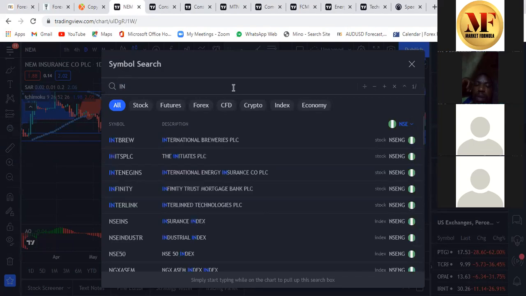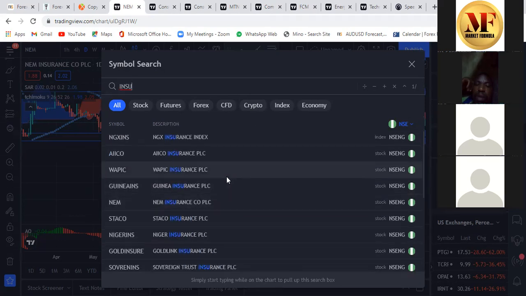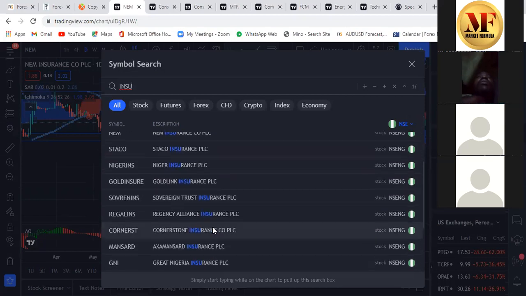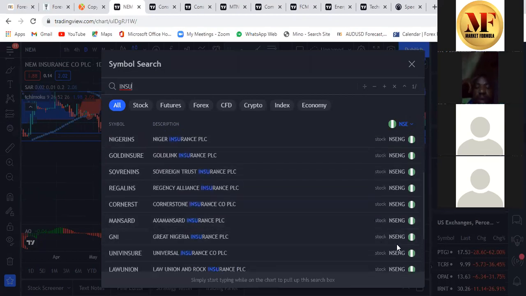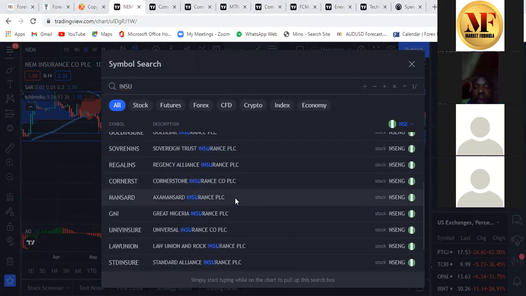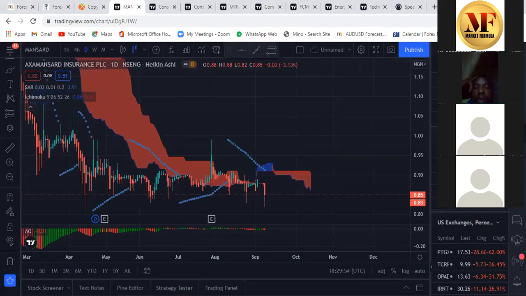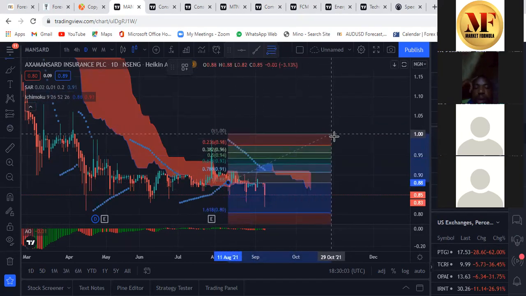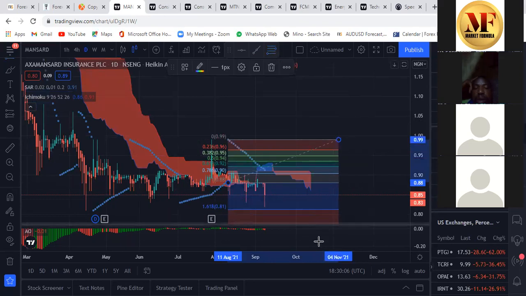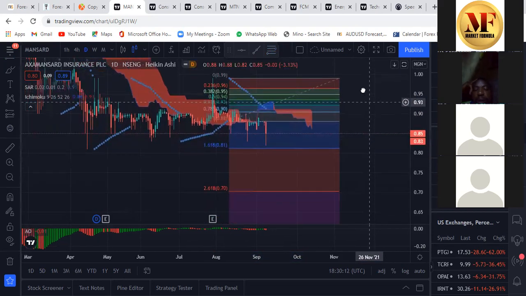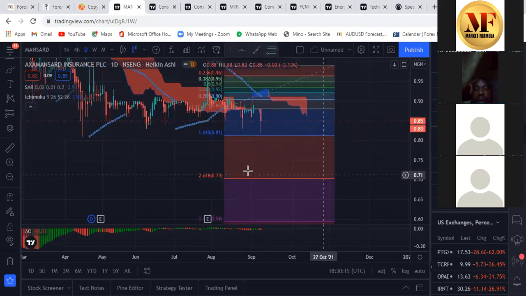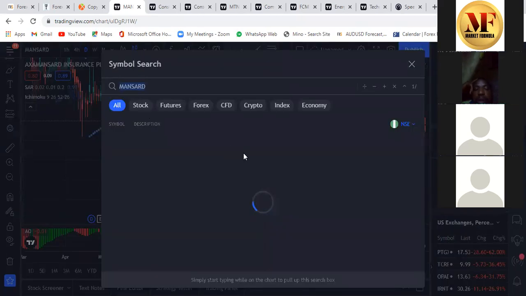Which other insurance? I'm looking for the one that I can say is going up. If I check WAPIC, NEM, Mansard. Ah, this is down. This is down. Down. Where are the levels that we should expect? 81 kobo. And 81 kobo is the level to enter. And if it breaks this level, 70 kobo is the next level.